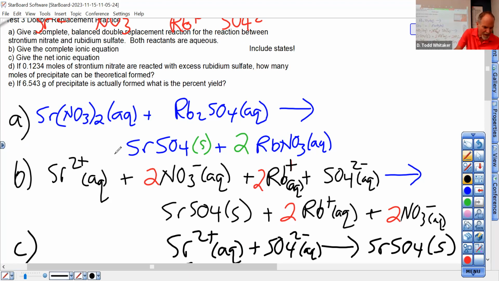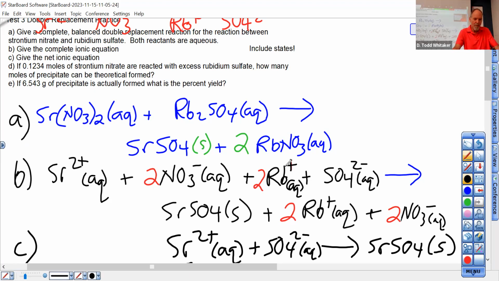What got left? What got canceled on the previous one? Strontium didn't get canceled. Nitrate did. Look, 2 nitrates became 2 nitrates. Was there a net change when 2 nitrates goes to 2 nitrates? No, net change means tell me what parts changed. So don't put nitrate, it didn't change. How about the sulfate? It changed. It went from being dissolved to being part of a precipitate.